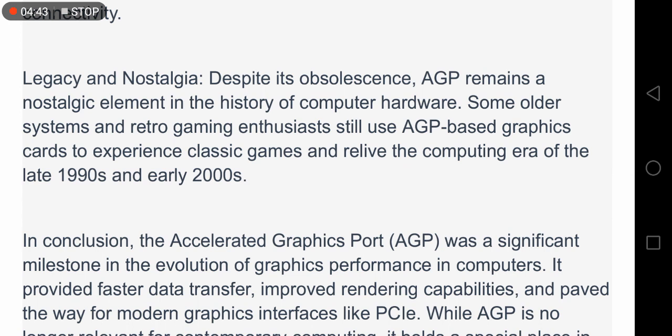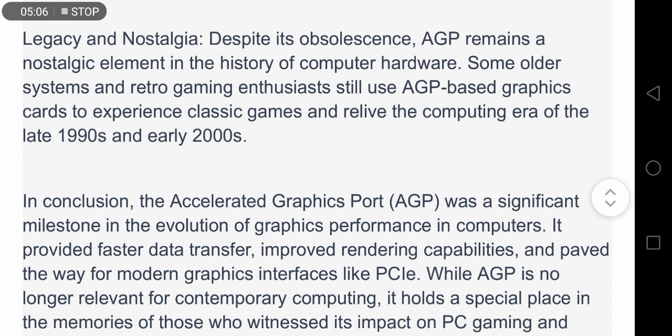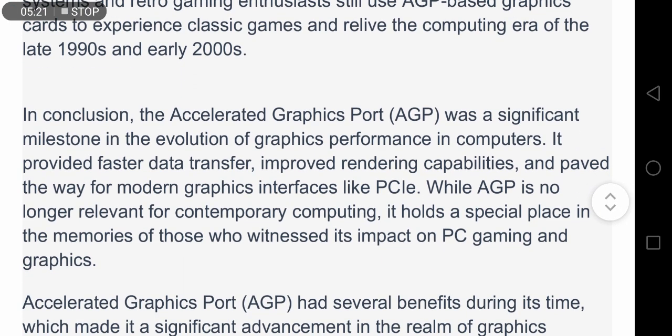Legacy and nostalgia. Despite its obsolescence, AGP remains a nostalgic element in the history of computer hardware. Some older systems and retro gaming enthusiasts still use AGP-based graphics cards to experience classic games and relive the computing era of the late 90s and early 2000s. In conclusion, the Accelerated Graphics Port, AGP, was a significant milestone in the evolution of graphics performance in computers.